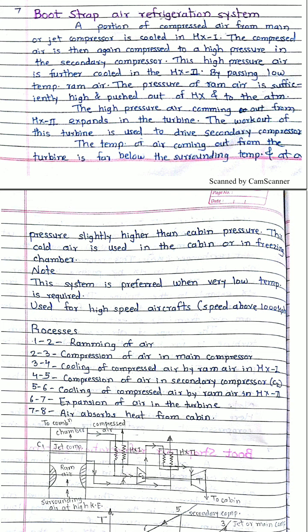In the simple air refrigeration system we are using only one heat exchanger, and here we are using two heat exchangers. Also, in the simple air refrigeration system we used only one compressor, and here we are using two compressors, namely the primary compressor or jet compressor and the secondary compressor.